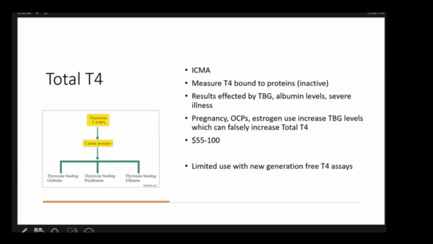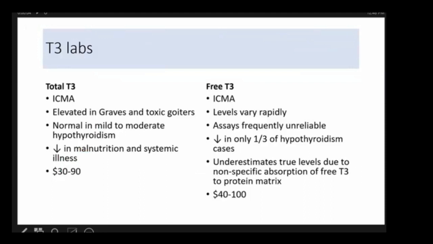T3 tests, we get a lot of referrals for these as well. As far as testing T3, remember T3 is your active form of thyroid hormone. It's going to be elevated in hyperthyroidism, so toxic goiter, Graves' disease. It can be normal in mild to moderate hypothyroidism, however, so it's not very useful when we're just evaluating or screening somebody for Hashimoto's or autoimmune thyroiditis. It can be low in severe illness or severe malnutrition.